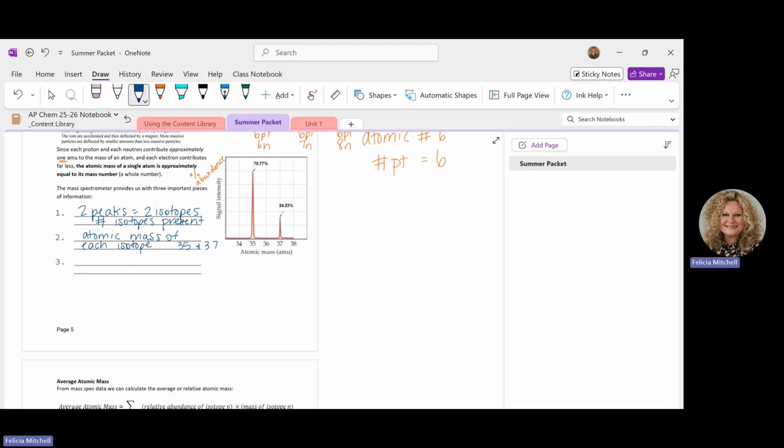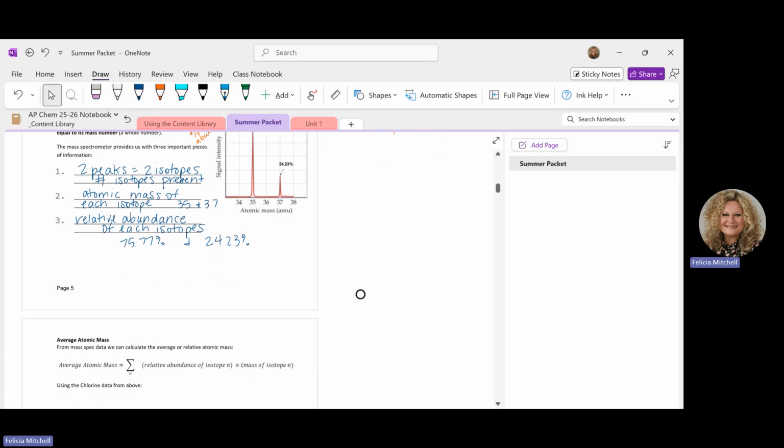And then you can see the relative abundance. Abundance is how often something is found, the relative abundance of each isotope. And that would be those percents, 75.77% and 24.23%. So this element is found in nature more often with a mass of 35 versus 37.